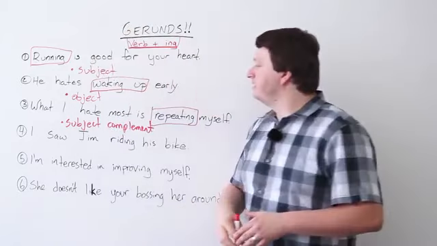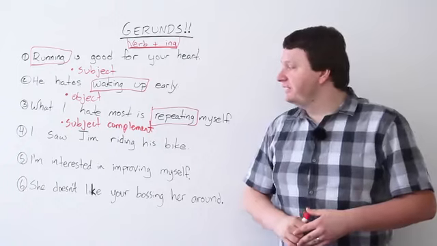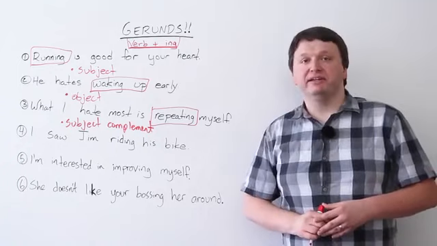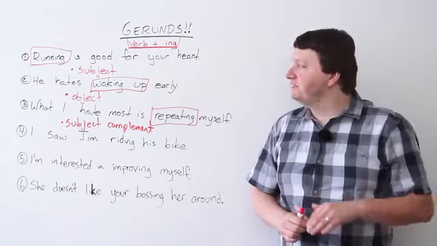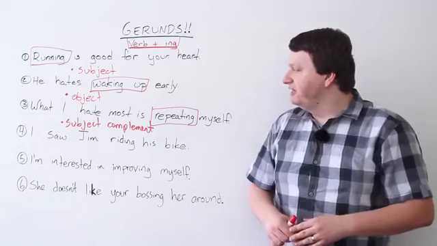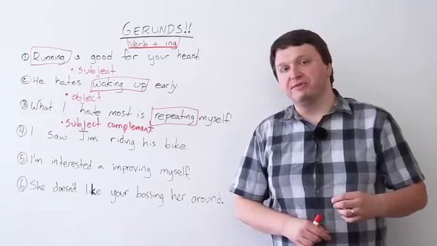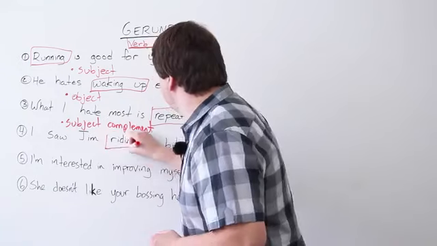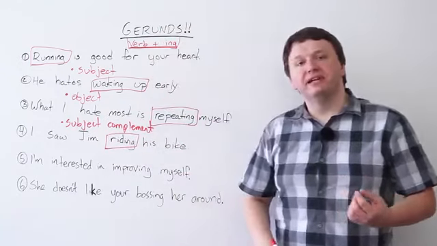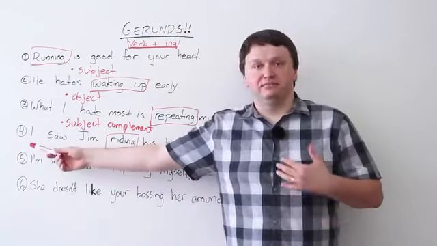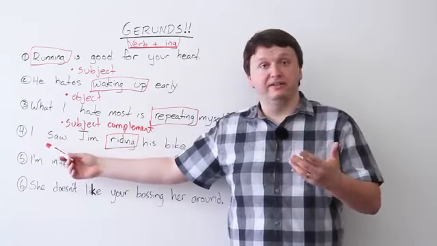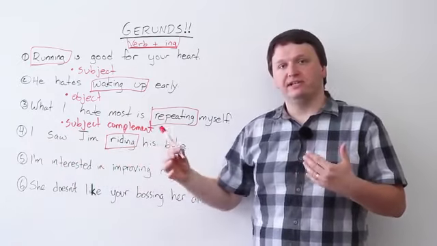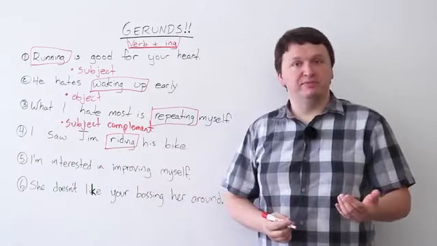Okay. Now, the next one, I saw Jim riding his bike. So you're probably getting the idea of a pattern developing here. First, let's identify the gerund. The gerund is riding. Okay, now let's look at the sentence. We have I, which is the subject, saw, the verb, Jim. I saw Jim. Okay, Jim is the object.